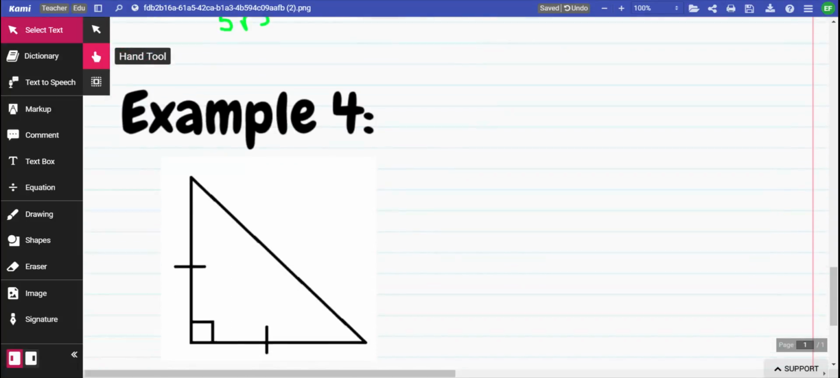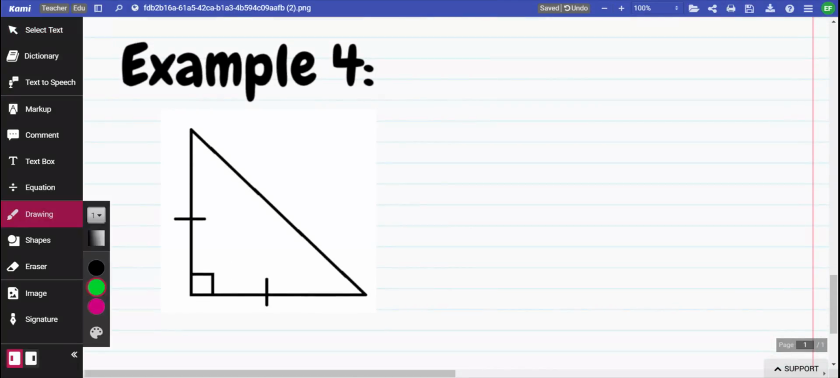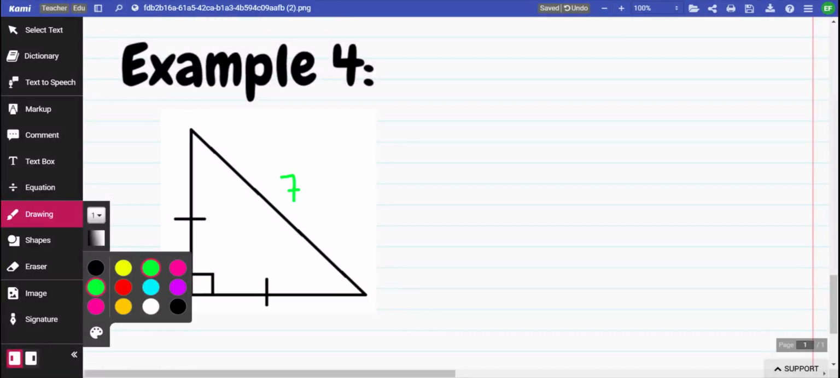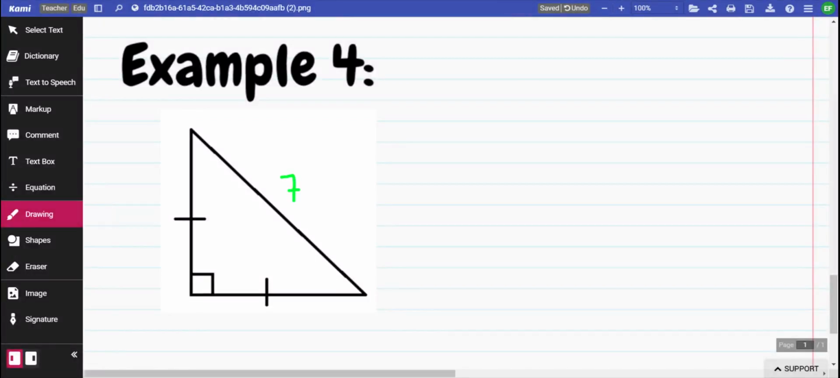So let's do one more type of example here in example 4. And this time I'm going to give you a hypotenuse. Let's say that's just a regular old integer. So let's say it's 7. Well, to get to our legs, we know that the hypotenuse is going to be whatever the legs are, x, times the square root of 2 is the length of our hypotenuse. So that is 7 in our example.